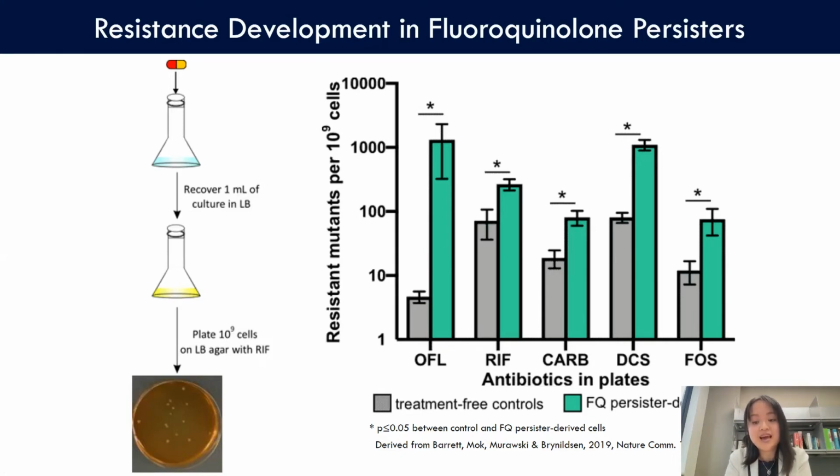So here we wanted to ask whether these delafloxacin persister progenies also exhibit an increase in the number of resistant mutants in the population? And how does the disruption of these multi-drug efflux pumps during Delafloxacin treatment affect resistance development in the persister progenies?